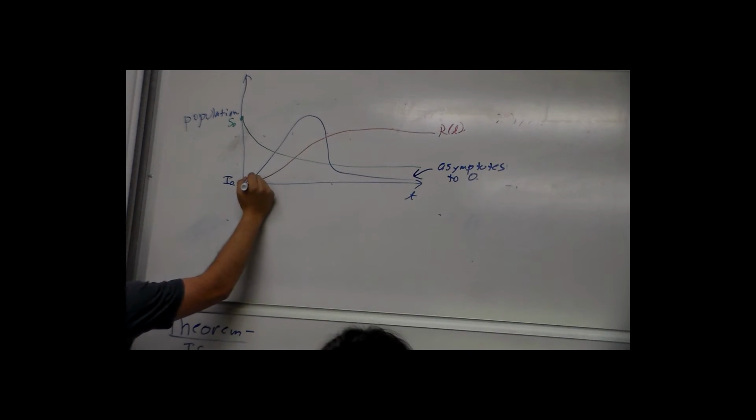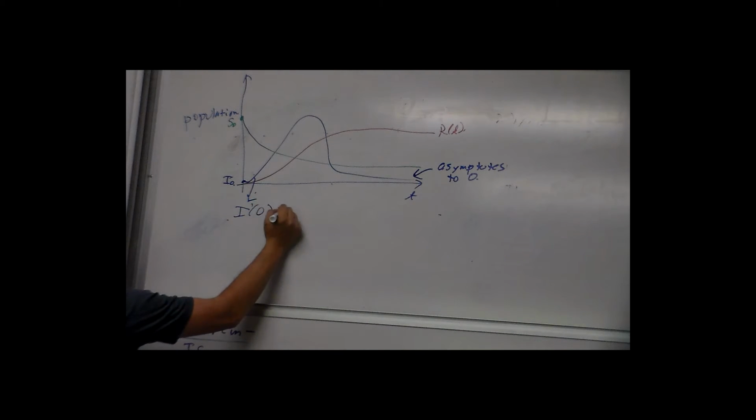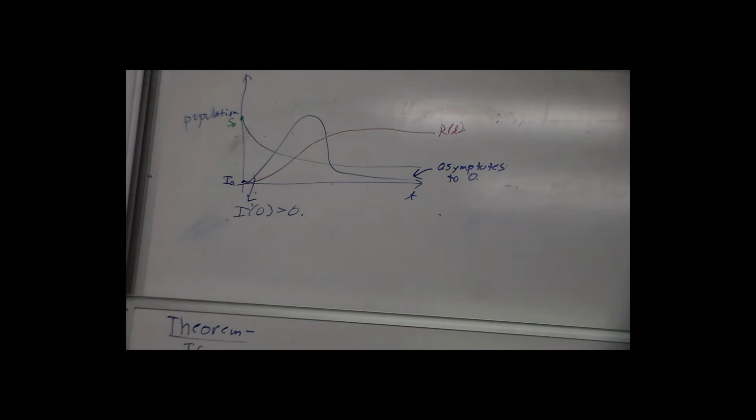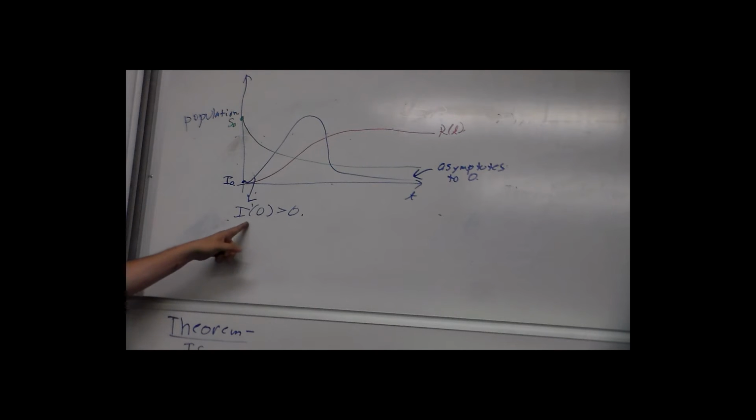Another is I prime at 0 is greater than 0. That doesn't have to be true. It could have actually been decreasing at time t equals 0. It could have been a really non-infectious disease, and then everything would just plummet. So how would I prove this statement first?